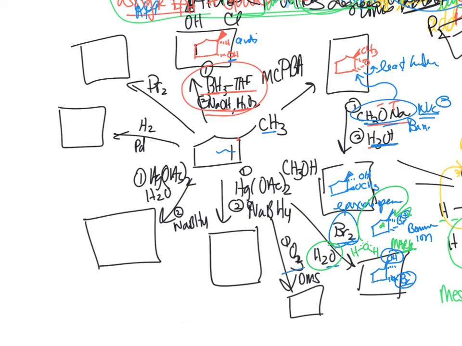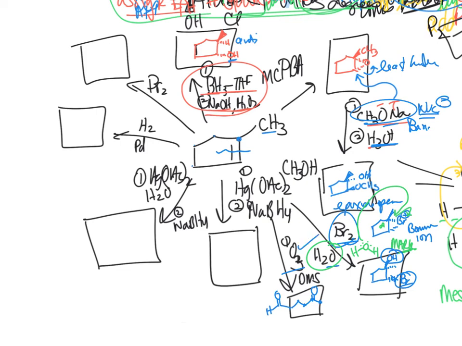Ozone, you cleave that, right? So we get 1, 2, 3, 4, 5, 6. That becomes an aldehyde, and that's a ketone.